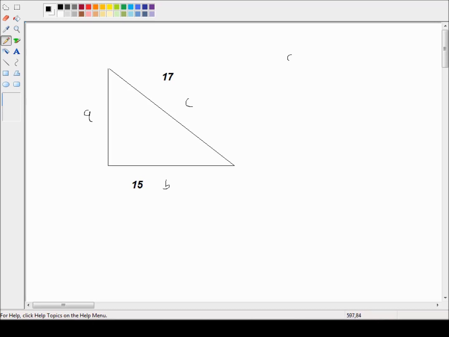Okay, so we're told that C squared is equal to A squared plus B squared. That's Pythagoras' theorem. But we don't want to find C squared, we want to find A squared. So if we subtract B squared from both sides, we've got C squared minus B squared is equal to A squared.